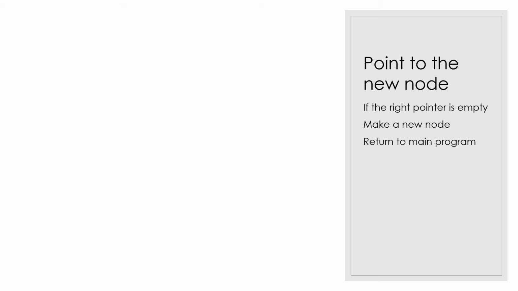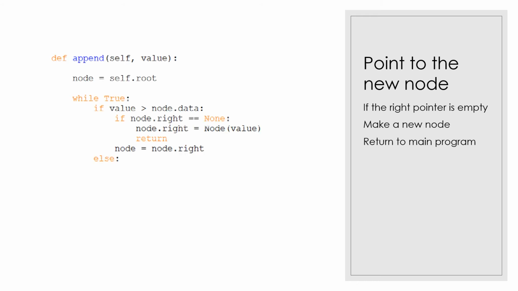When would we stop? If that right pointer is empty, we can't jump to the right. Instead, we create a new node at that position and return to the main program. So that would look like this. If the value is bigger than the data at the node, and if the pointer is none, then make a new node with the value and point to it. Node right would become the new node and return to the main program. Otherwise, jump to the right. Then you can see else.